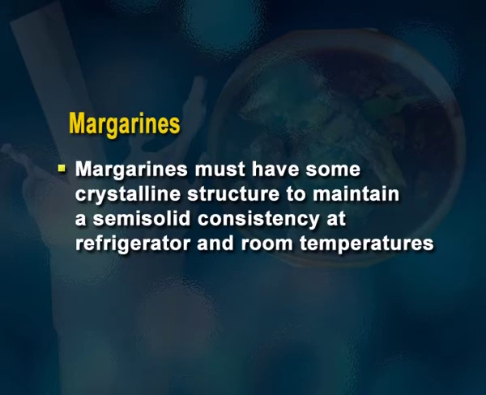Margarine must have some crystalline structure to maintain a semi-solid consistency at refrigerator and room temperatures. Sharp melting at body temperature is needed so that the margarine will melt rapidly in the mouth, leaving no waxy feeling at all. The correct consistency of margarine can be obtained by blending soft and hard fats.